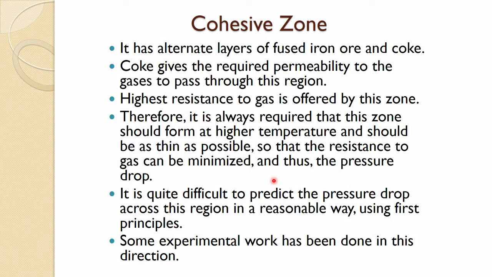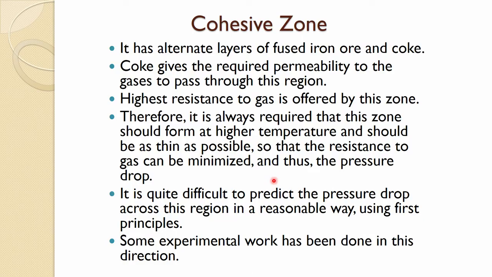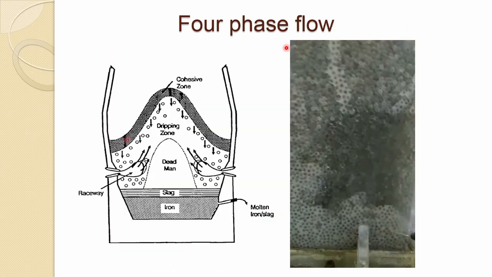So, we have talked about almost all parts of the blast furnace except the hearth region and the cohesive zone. So, now I would like to touch upon the cohesive zone a little bit. This is the cohesive zone, which is between the upper part and lower part, in the middle. So, it has alternate layers of fused iron ore and coke. This is your cohesive zone which we mentioned. Above this is the stack region and below this is the dropping zone.